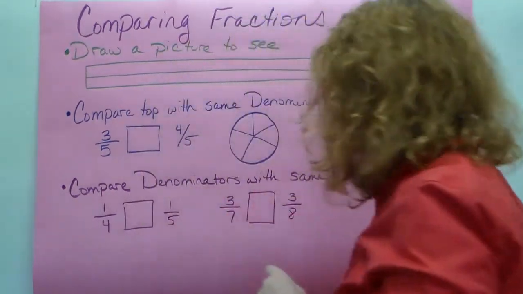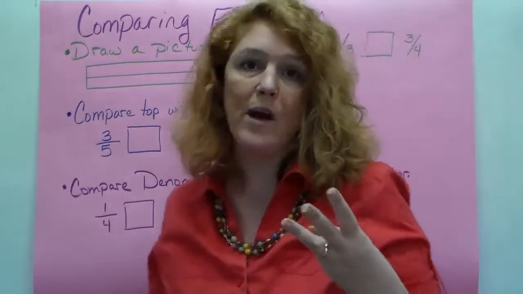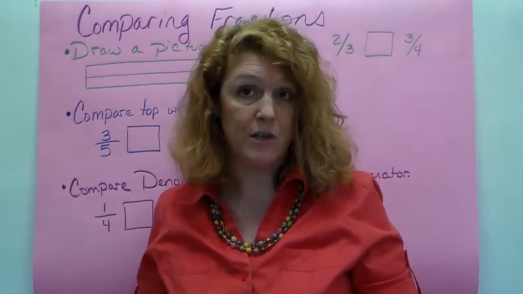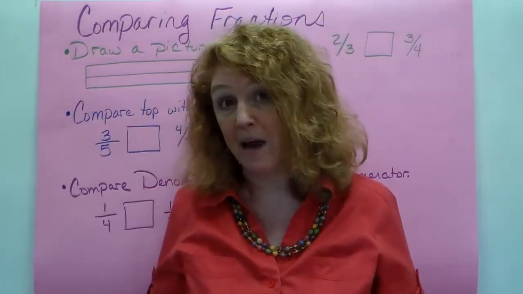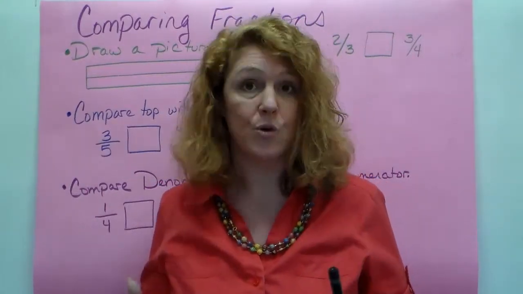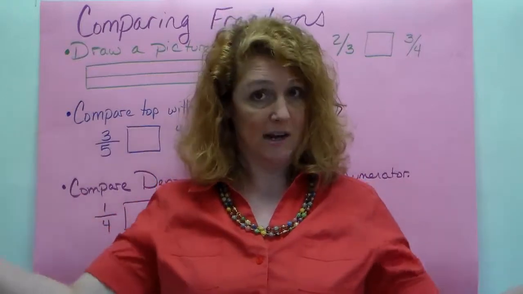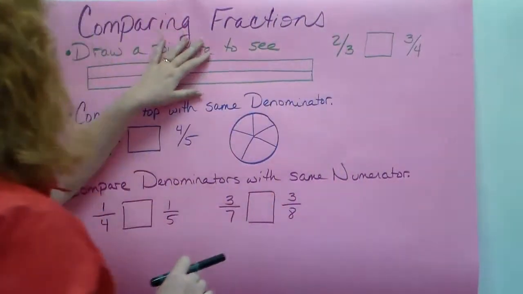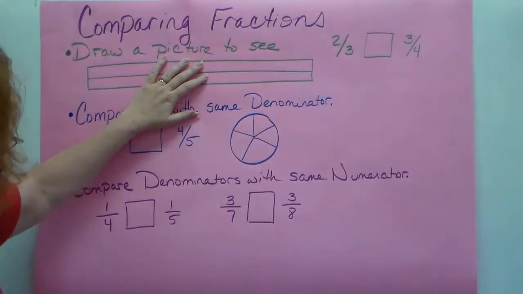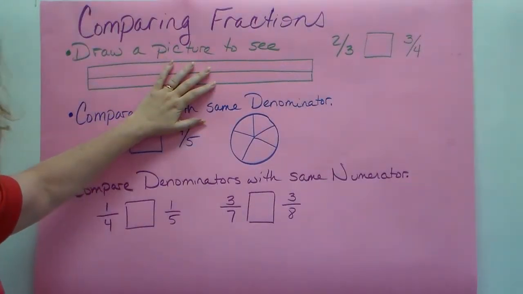Now, there are 3 different ways that this book shows you how to do this without actually finding common denominators and working it out mathematically. They want to start you with just understanding the bigger concept here. So the first thing they're going to ask you to do when you're comparing fractions is to draw a picture to see.